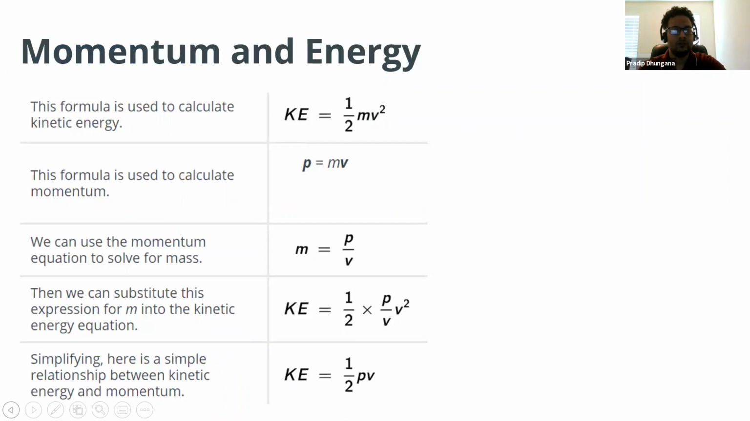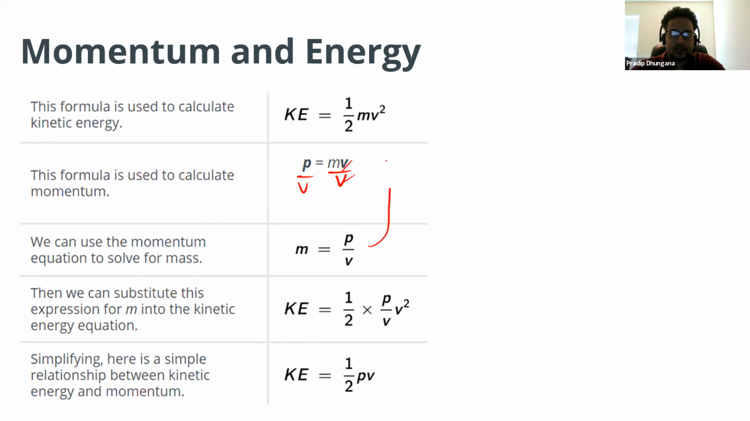Now in this slide, we'll relate momentum and energy. We know that kinetic energy is defined as 1/2 times mass times velocity squared. And momentum, we have just gone through: momentum is the product of mass and velocity. We divide both sides of that equation by velocity, and we get mass. So mass becomes momentum over velocity.